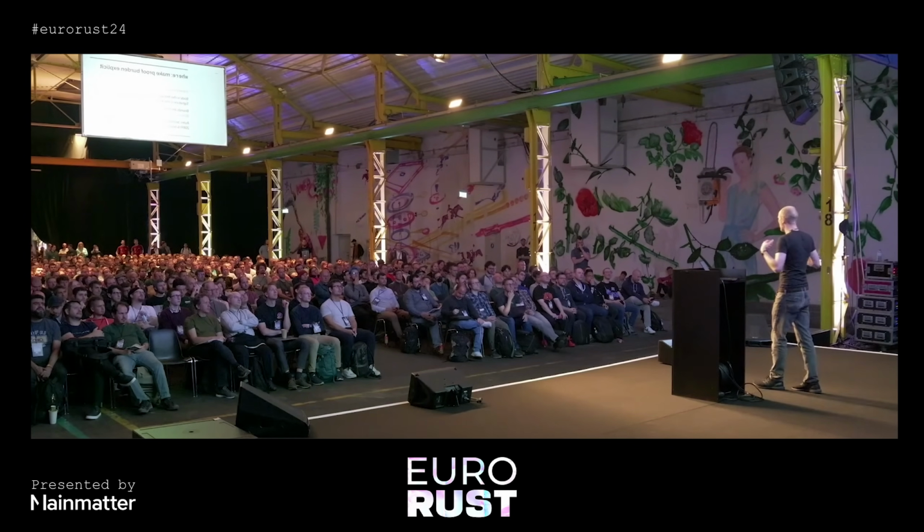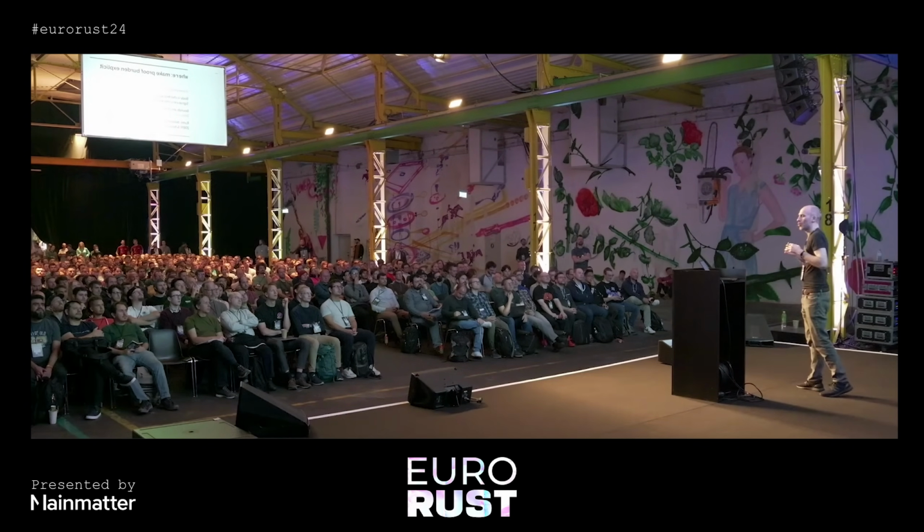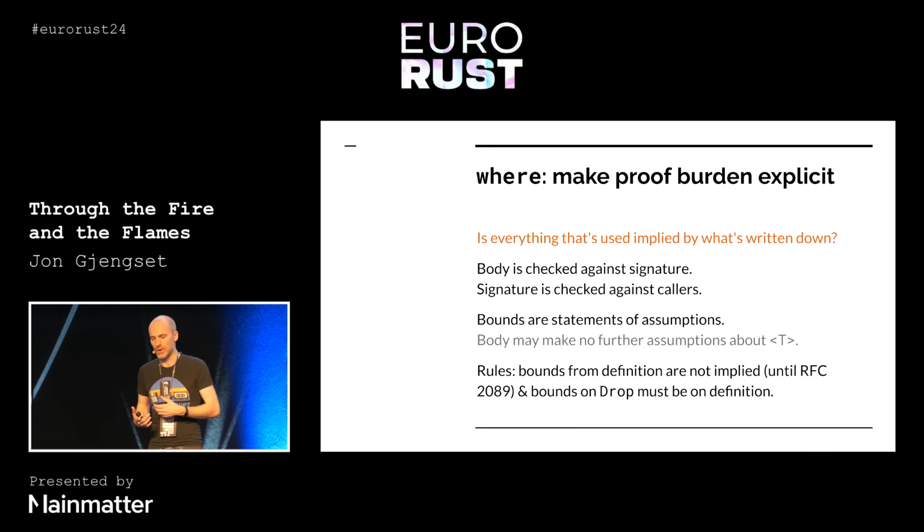OK, so let's talk about where bounds. Where bounds, or trait bounds more broadly in Rust, are there to make the proof burden explicit. And let me explain more about what I mean by that. The goal of where bounds, and the reason we have them, is to make sure that everything that's used in the body of a function is implied by what's written down nearby that function or elsewhere in the program.